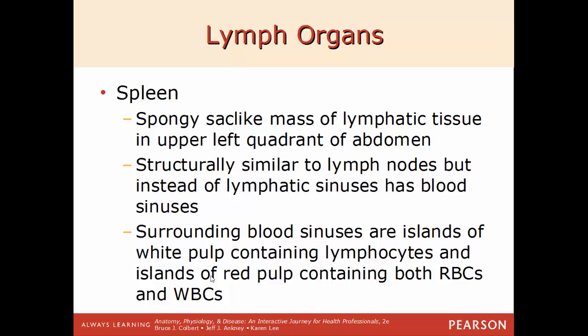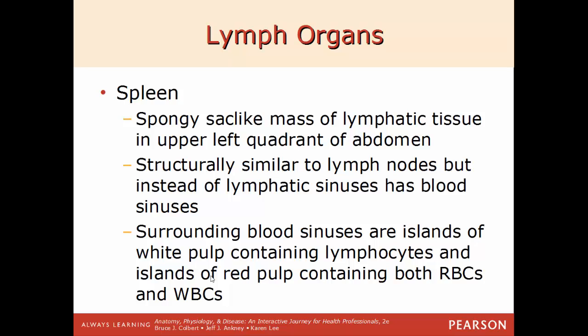First one we'll talk about, the spleen. This is a spongy sac-like mass of lymphatic tissue in the upper left quadrant of the abdomen. Structurally, it's very similar to a lymph node. It really is just a really big lymph node, but the only difference is that for a lymph node, the lymphatic sinuses are filled with lymph, but the spleen's sinuses are filled with blood.